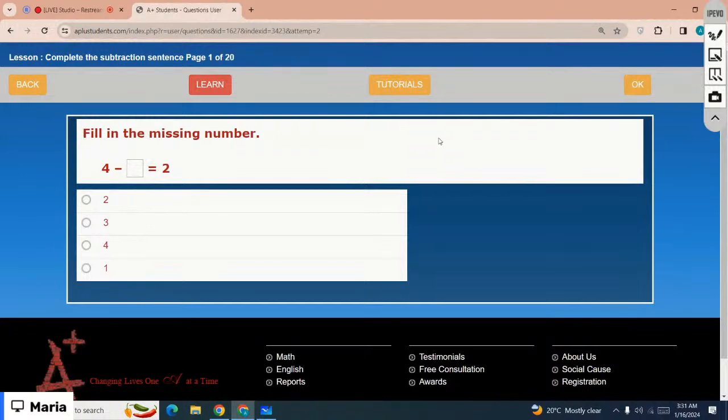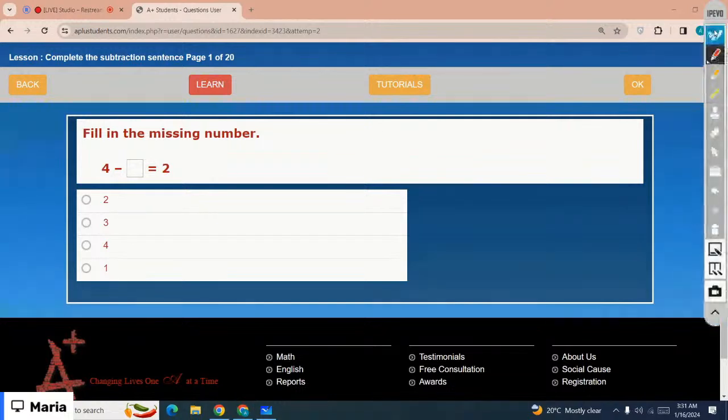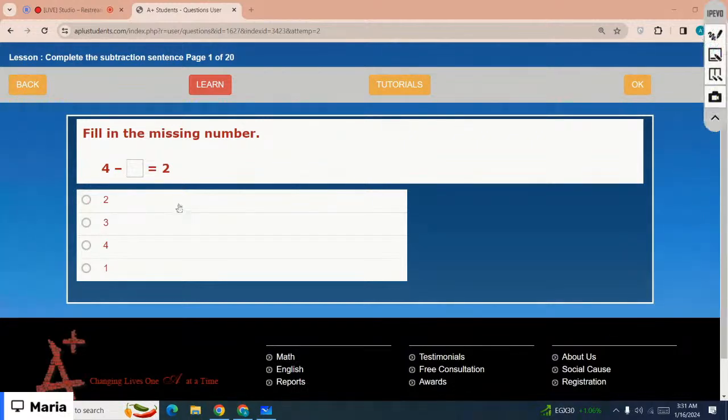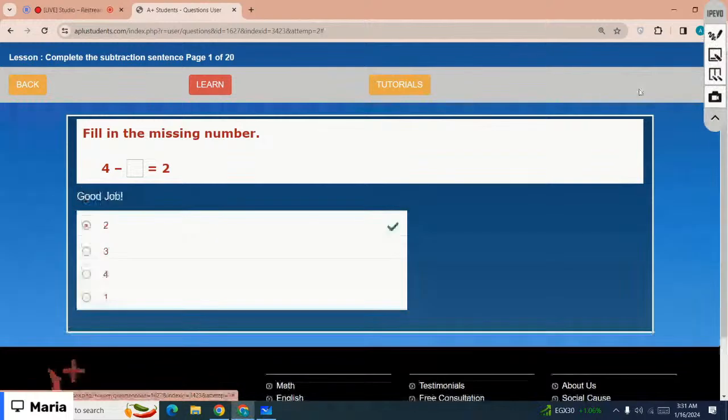Like here you are given 4 minus the missing number equals 2, right? So start with the first one. Just see, 4 take away 2 equals 2. Yes, 4 take away 2 equals 2, right? That means that is the only option that is the correct one. So the correct option is 1. You don't have to check the rest of them. So the correct option is 4 take away 2 equals 2.